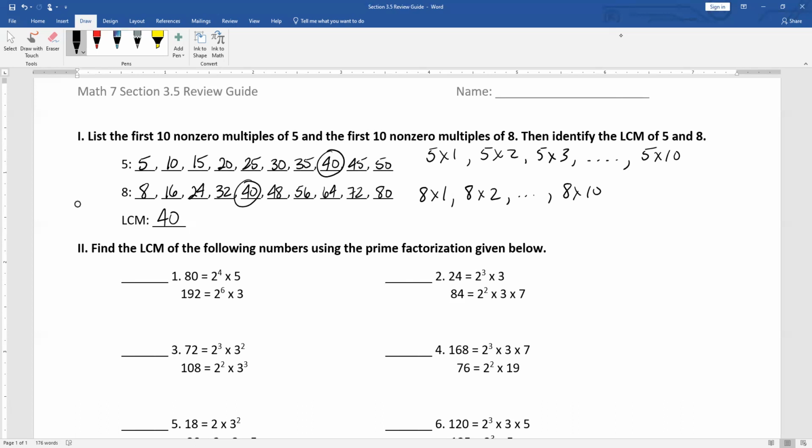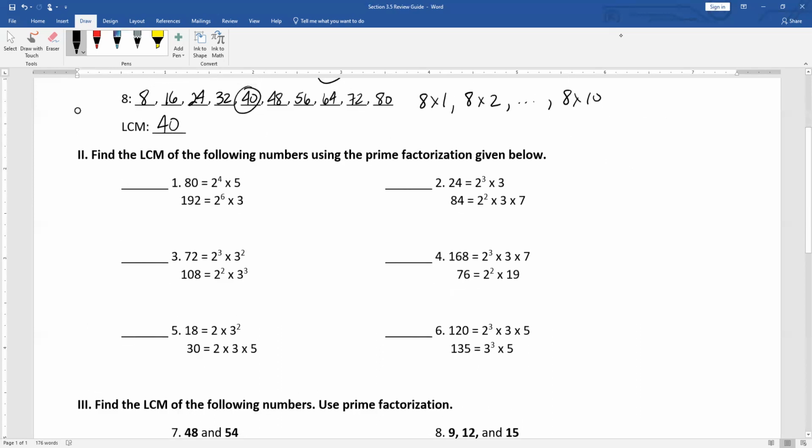Now let's look at it with prime factorization. In this section, where you find the least common multiple using prime factorization, they are giving you the factorization already. They've already done the factor tree and determined, for number 1, that the prime factorization of 80 is 2 to the 4th power times 5, and 192 is 2 to the 6th power times 3.